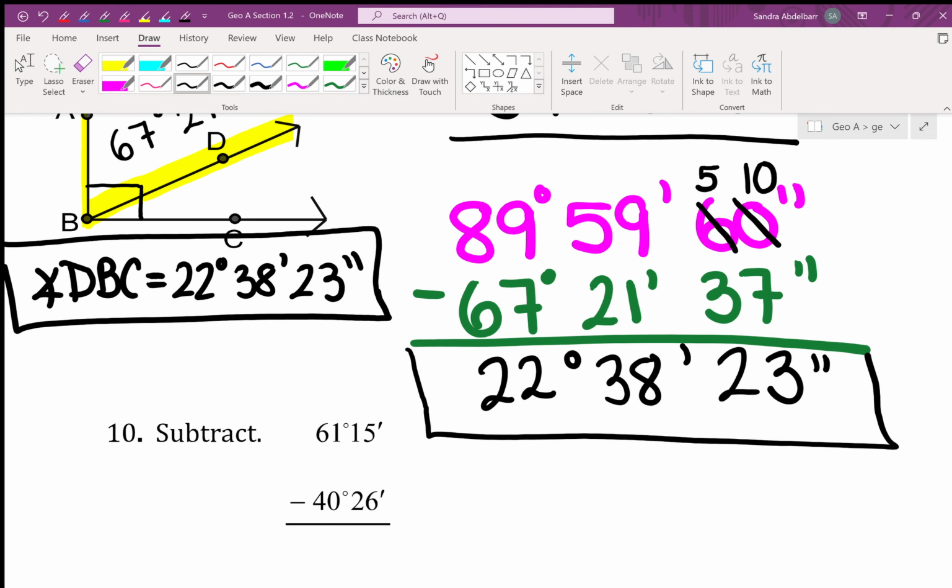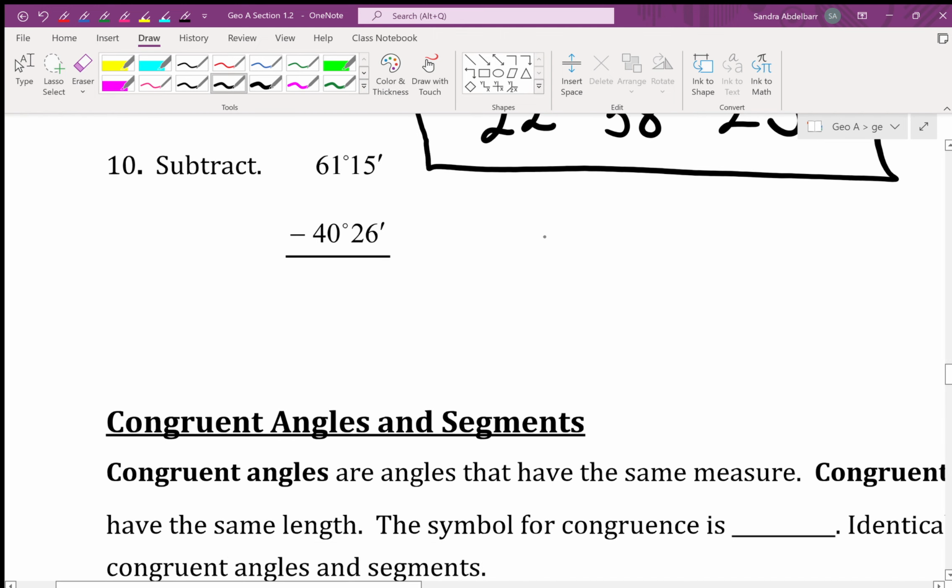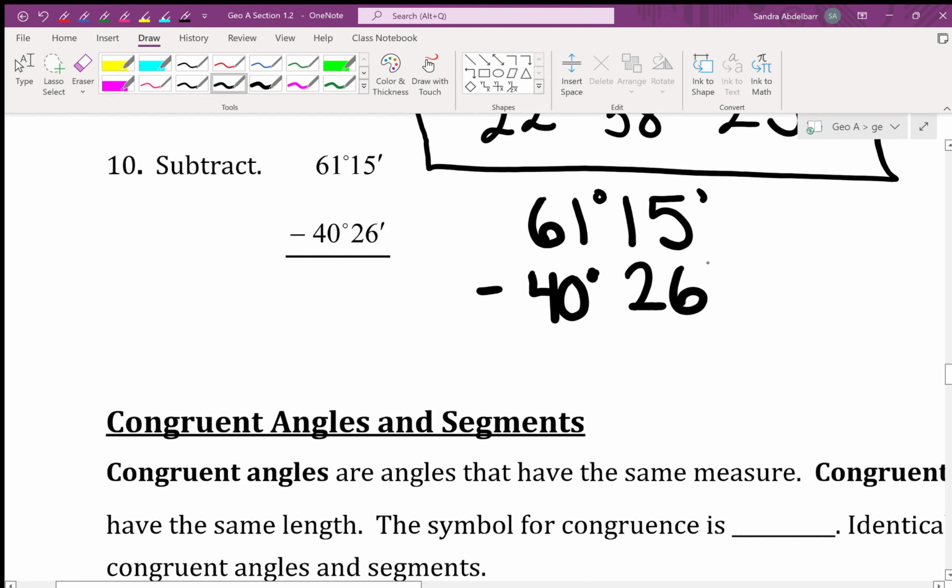All right, number 10. Bear with me on number 10. I'm going to rewrite it. We have 61 degrees and 15 minutes minus 40 degrees and 26 minutes. Right away, there's a problem. What is the problem right away? Only 2 people see a problem. Dylan? You can't subtract 15 from 26. Or 26 from 15, right? I cannot take 26 away from 15. 15 is small, 26 is big. We can't do that. So we're going to need to borrow.